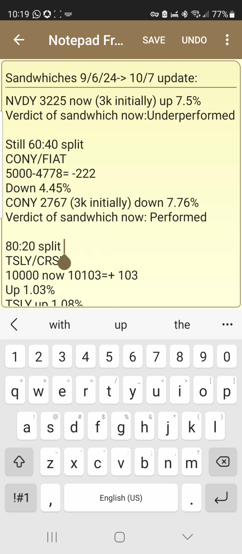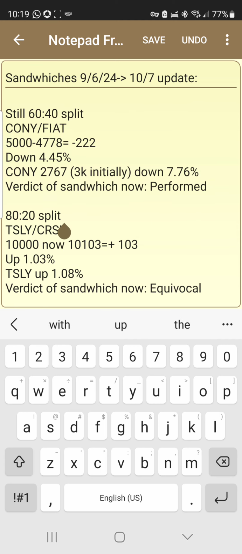Now, the TSLY crash, this is already now an 80-20 split. So now my initial total invested into this sandwich is 10K. If you add up my total of TSLY and crash, it's worth $10,103. So I'm up right now $103 total. Like I said, this now includes 2 dividend cycles. It includes last month's dividend cycle and this recent dividend cycle.